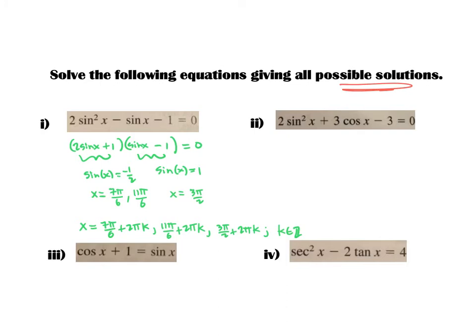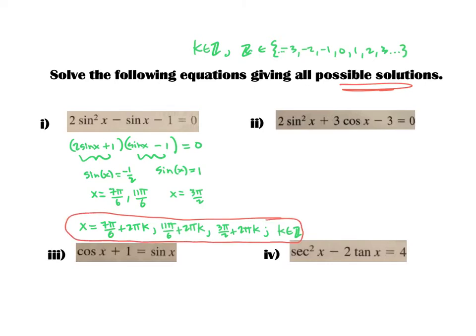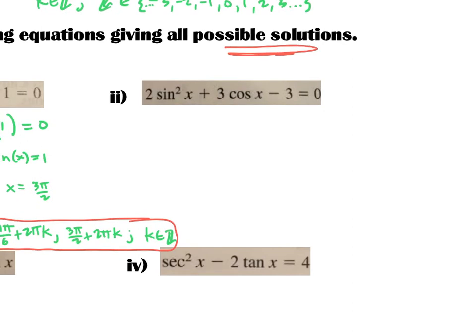That's set Z, right? K in Z, where Z is the set of all integers. So -3, -2, -1, 0, 1, 2, 3, and on in both directions. Okay, so your solution set is the following right here. Okay, awesome. Let's look at number 2. Now, at number 2, the first thing I need to do is write sine squared x as 1 minus cosine squared x.